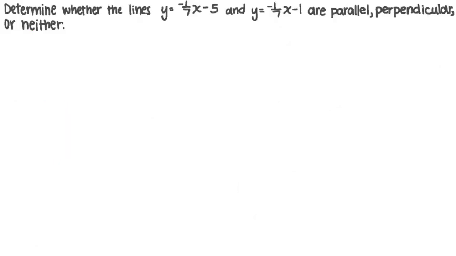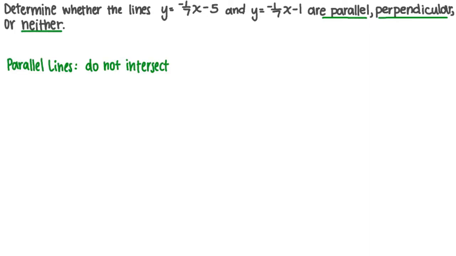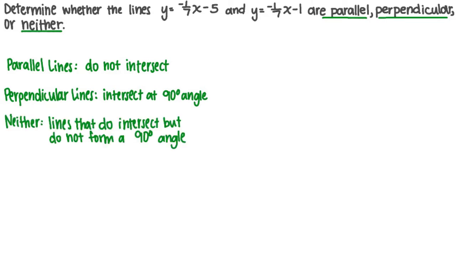Determine whether the lines y equals -1/7 x minus 5 and y equals -1/7 x minus 1 are parallel, perpendicular, or neither. The categories parallel, perpendicular, or neither are all ways we categorize intersections of lines. Parallel lines do not intersect. Perpendicular lines intersect at a 90-degree angle. The category neither here represents all the lines that do intersect but do not form a 90-degree angle. But we're not given a graph for these 2 lines.